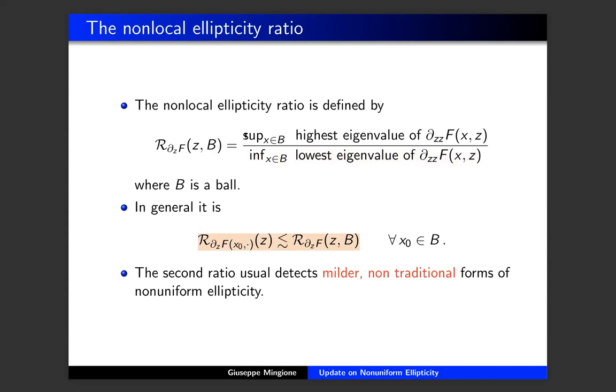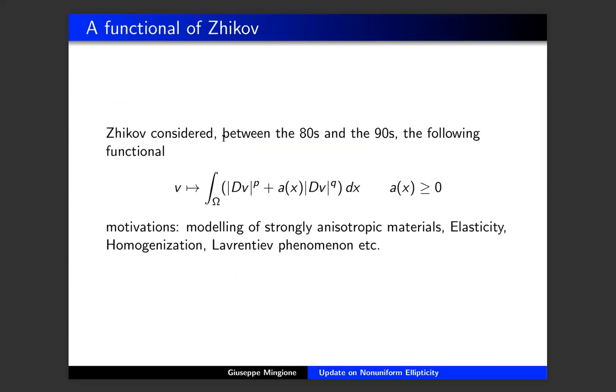So this second ellipticity ratio is bound to catch and detect milder forms of non-uniform ellipticity. Uniform ellipticity means that at every point the ratio must be bounded. Here I make a non-local variation of the previous ratio. Okay, why is this important? Because already the blow up of this quantity is problematic.